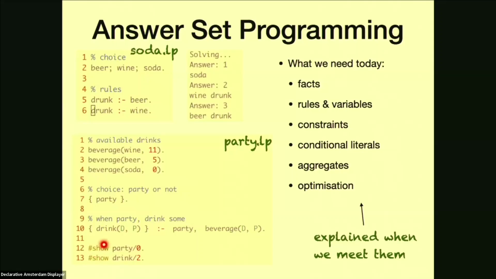And then there is the show directive, which says if you find a model, then show me the party predicate with an arity of 0, which basically tells you that there is a party or not, and show me the drink with an arity of 2, which means that it shows these drink things, and it doesn't show, for example, the beverages, because that would give you a huge amount of output. This is basically what it looks like, and now we have almost seen all the things that we need for this presentation.